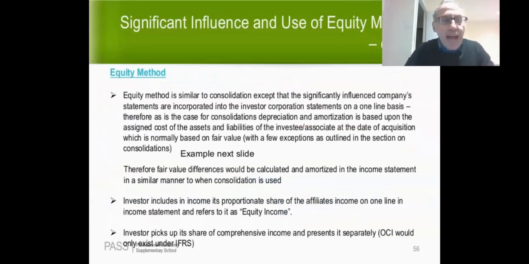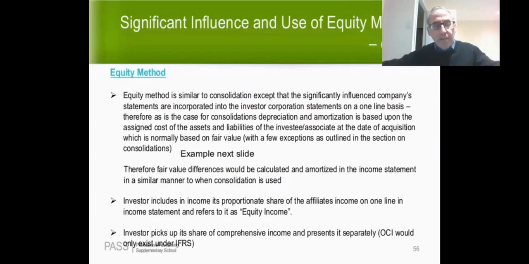Now, the equity method is similar to consolidation, except that the significantly influenced company's statements are incorporated into the investor corporation's statements on a one-line basis. Unlike consolidation, where we add each of the assets and liabilities of the sub to those of the parent, and each of the revenue and expense items of the sub to those of the parent, when we use the equity method, everything is done on a one-line basis.